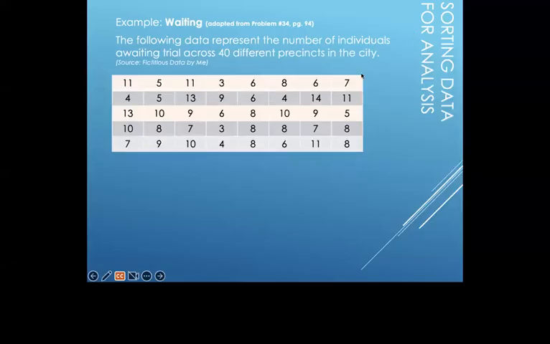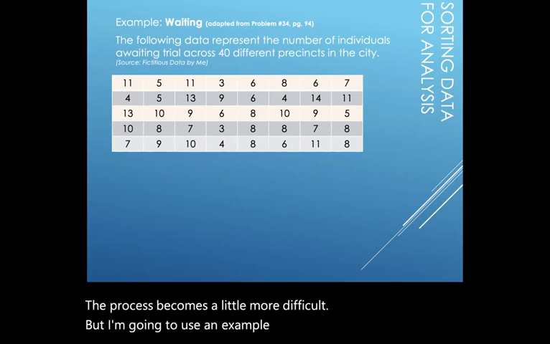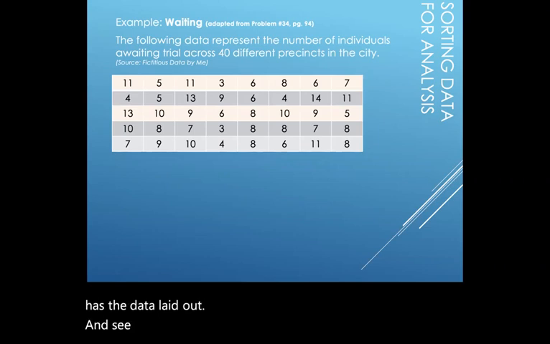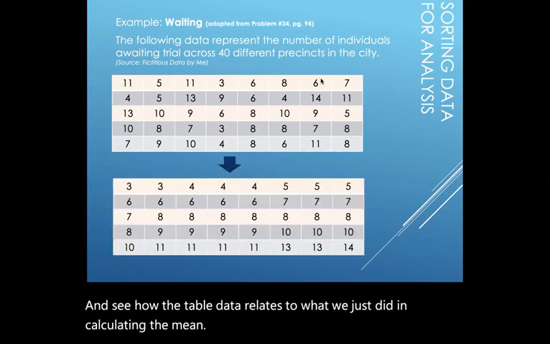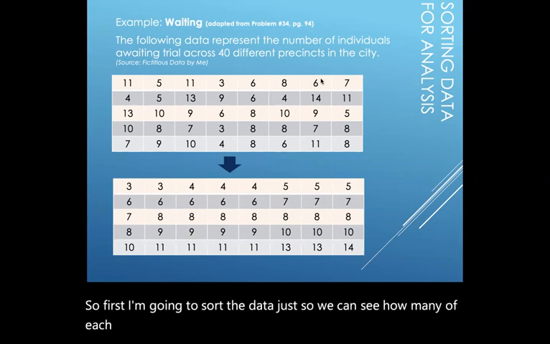Unfortunately, when the data come in a table format, the process becomes a little more difficult. But I'm going to use an example we're familiar with from before that has the data laid out and see how the table data relates to what we just did in calculating the mean. So first, I'm going to sort the data just so we can see how many of each value there are. And this is going to be really important when we get to the next step.